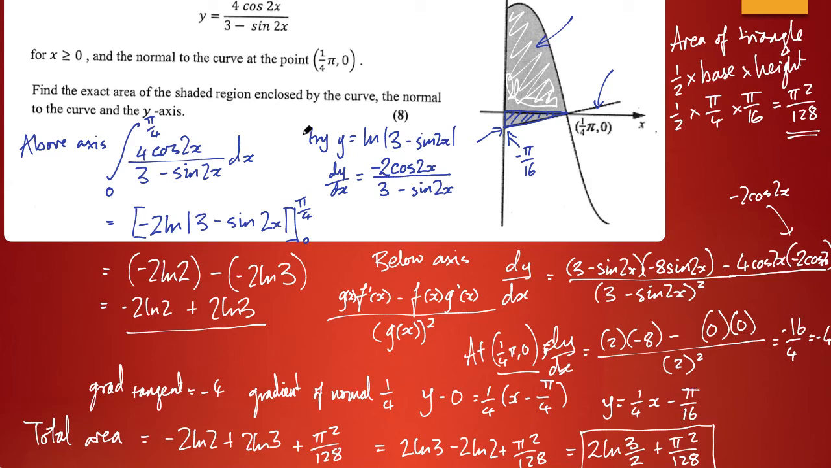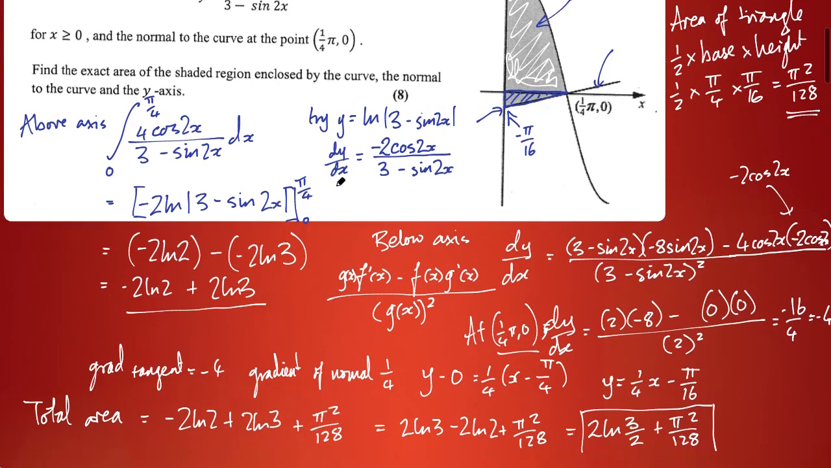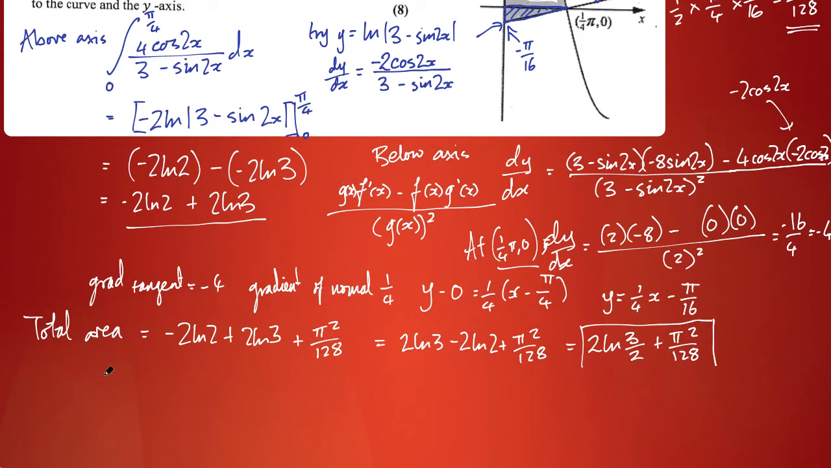I did say I will do the substitution version of this integration at the end. This is definitely the easiest and best way to do it, but I will look at substitution because some people went straight for that when they were working through it themselves. So if I'm going to do this by substitution, I've got the integral from 0 to pi over 4 of 4 cos 2x over 3 minus sine 2x dx.